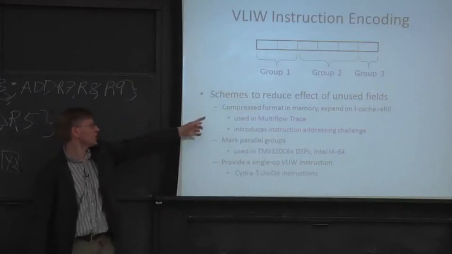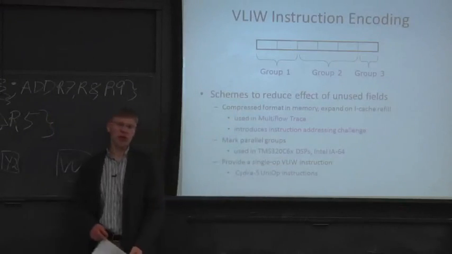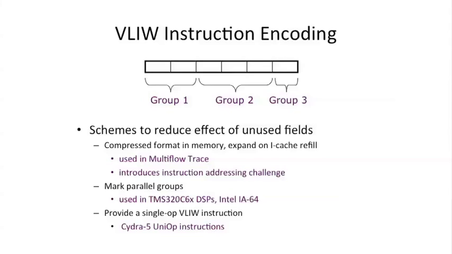Other things you can do is have compressed instruction formats. And then when you go to actually execute it, you uncompress the no-ops into your instruction memory, maybe. That's what the Multiflow Trace processor did. This marking of parallel groups is what I was talking about before.